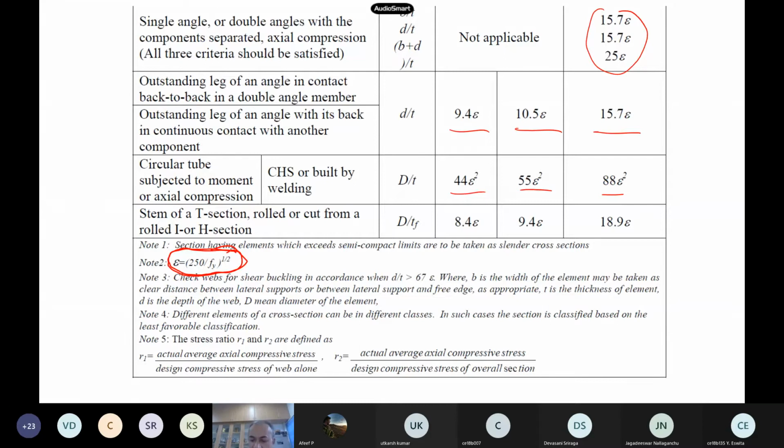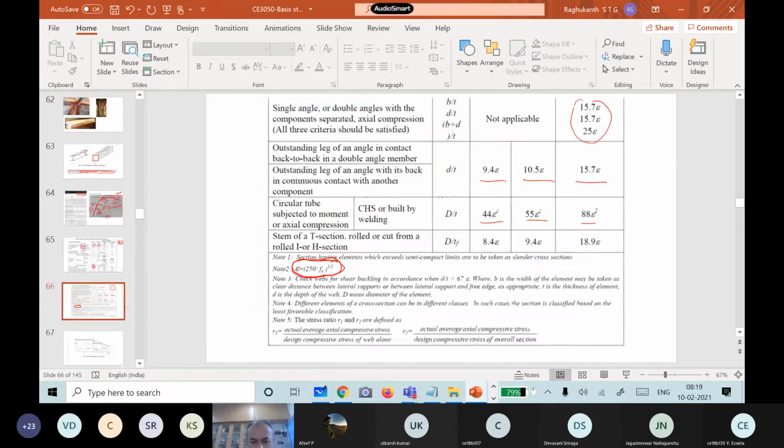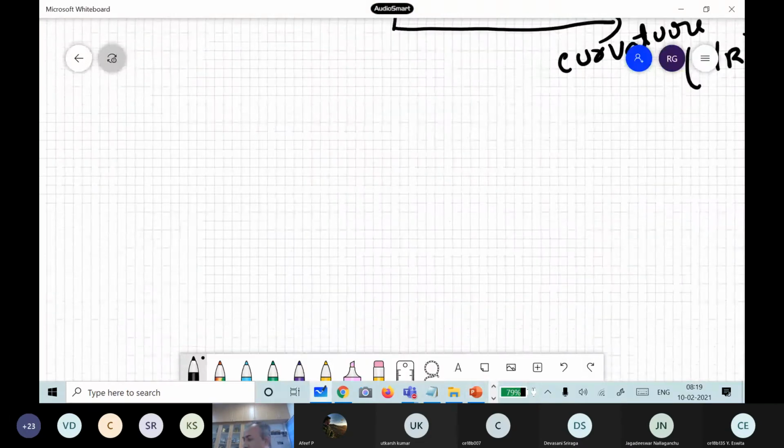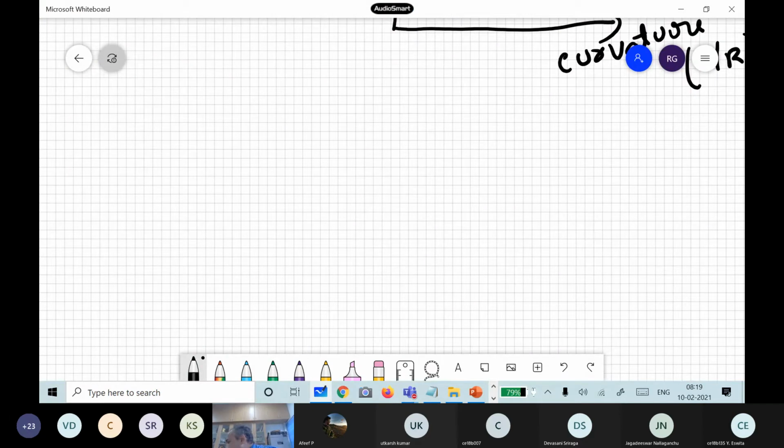So now to get a quick idea, let us just check one section. Let us see ISLB 300. So this cross section we want to classify.